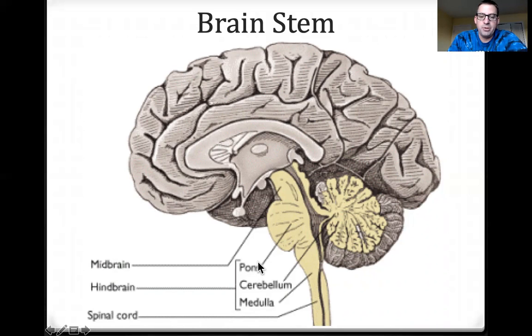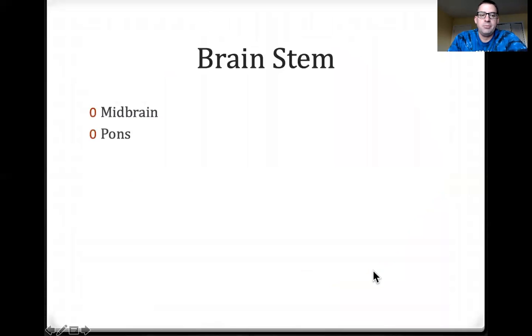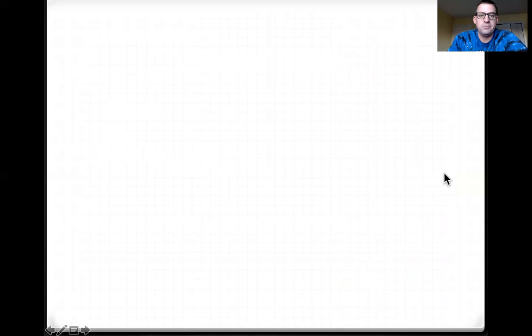It's made up of the midbrain, the pons, and the medulla oblongata. Okay, the midbrain, the pons, and the medulla oblongata.